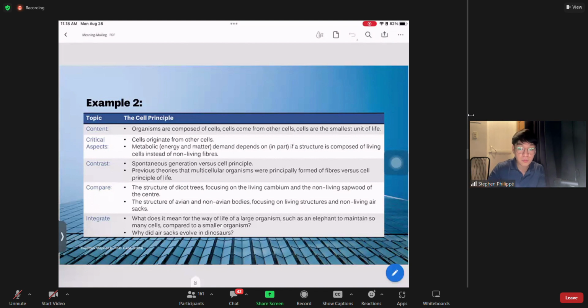As we go with the contrast part, spontaneous generation versus the cell principle. Spontaneous generation is famous in microbiology, from Redi's experimentation, diba? And then the cell principle was introduced to us by Virchow, Schleiden, and Schwann. These two ideas from scientists have their strengths and weaknesses, but how are we able to contrast them? We don't usually do this in class.